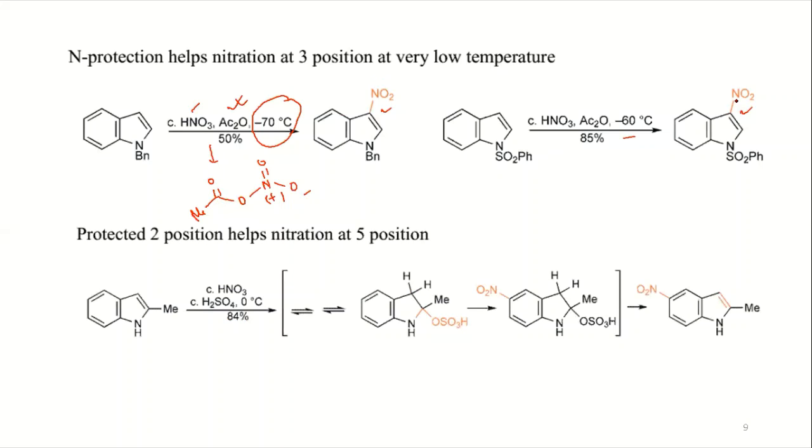Two position protection helps nitration at the 5 position. Now in this case, if you look at the methyl here, and you are using the mixed acid, nitric acid and sulfuric acid, at 0 degree temperature, what people observe is that the nitration is not happening at the beta position, rather it is happening at the 5 position. Okay, at this 5 position.